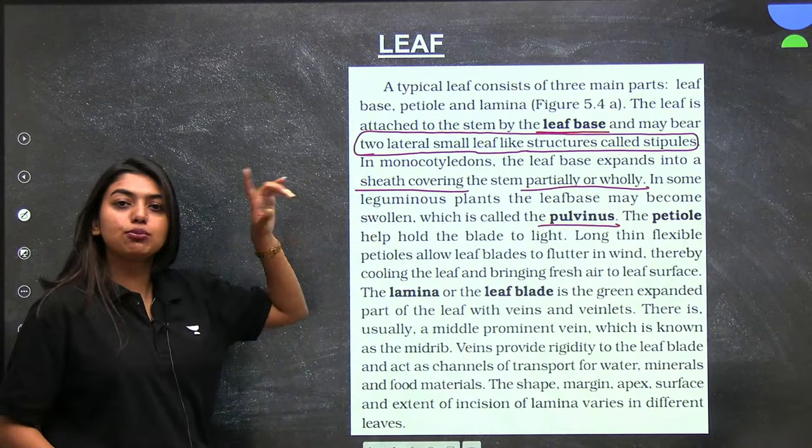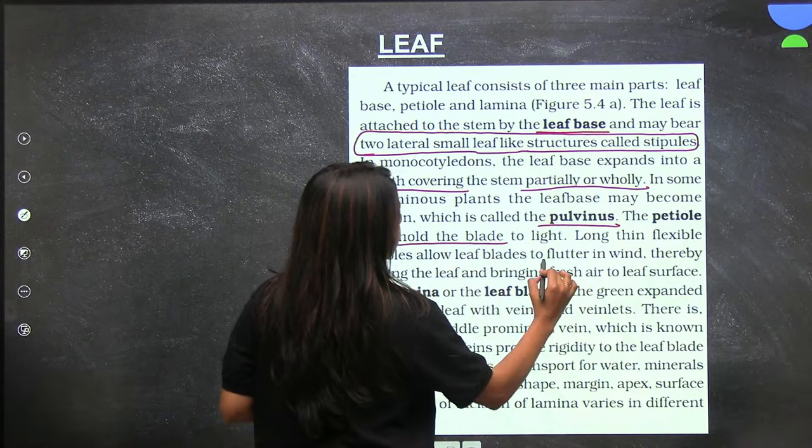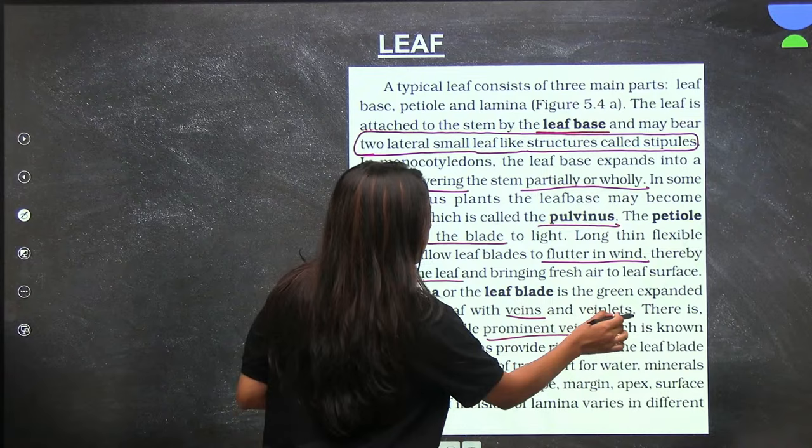Now, the petiole helps to hold the blade to the light. Long, thin, flexible petioles allow the leaf blades to flutter in the wind. Very important: holding the blade and also helping the leaf blades to flutter in the wind, providing a cooling effect in the leaf. Lamina, or the leaf blade, is the green expanded region. They have prominent veins running all over them. Veins and veinlets are there. Which veins will do what? Provide the rigidity. That we will talk about in venation.